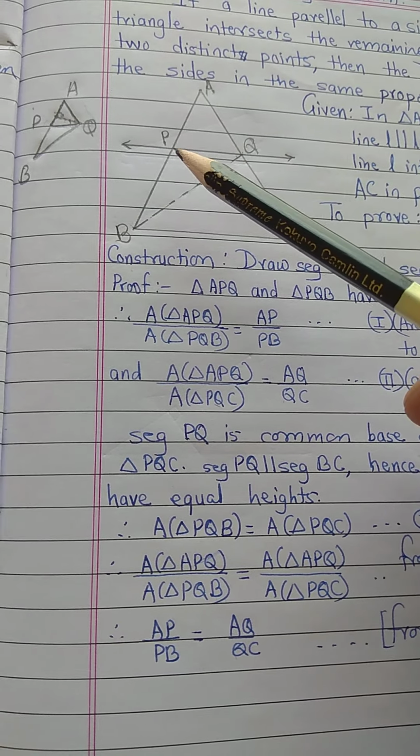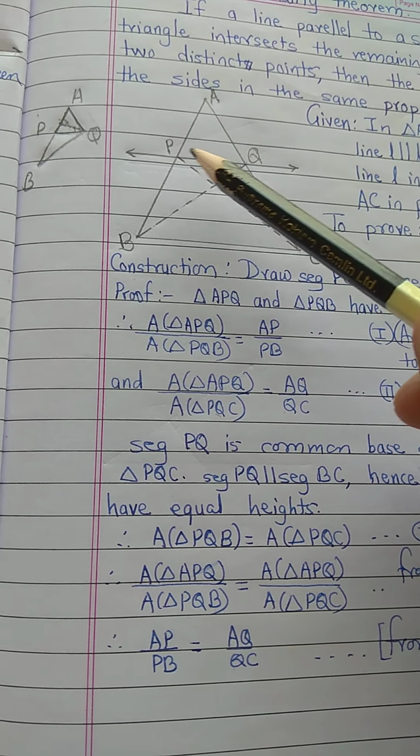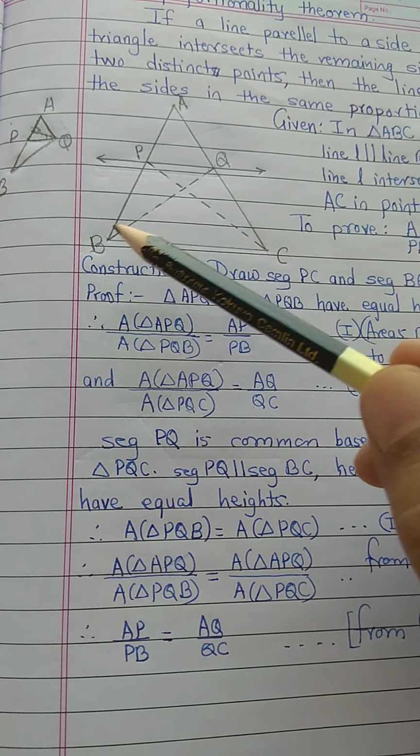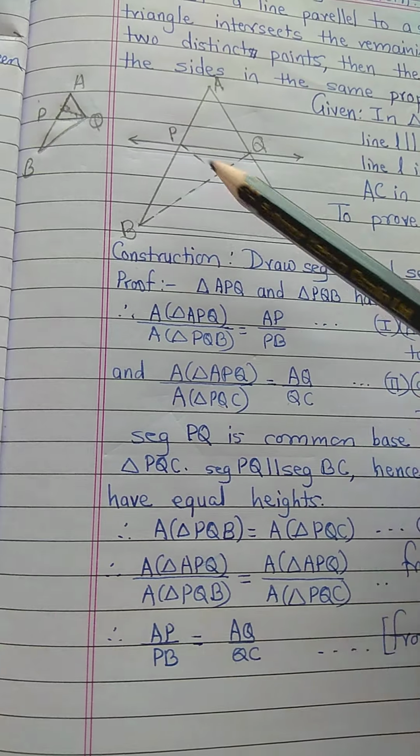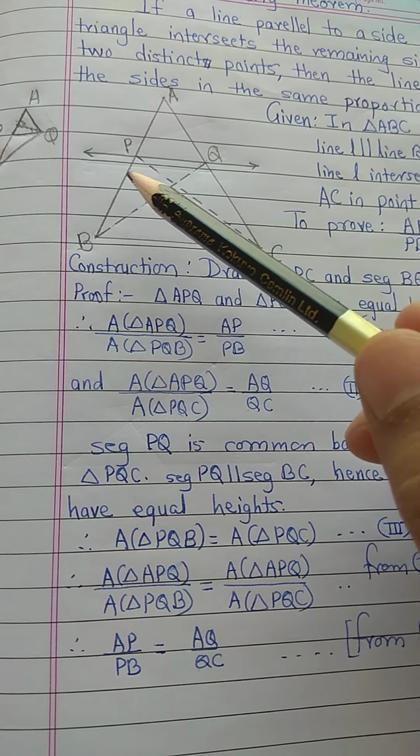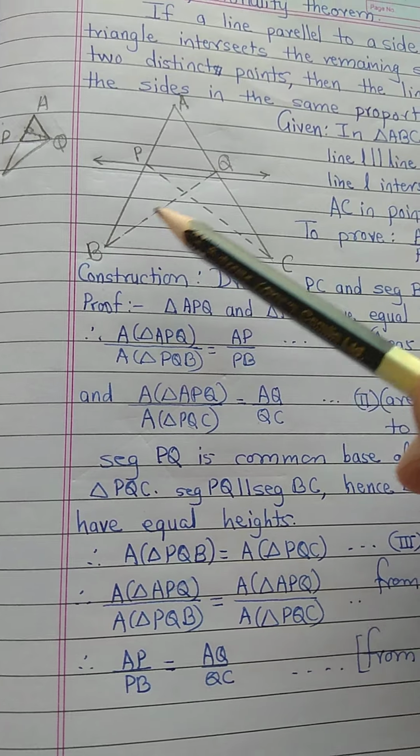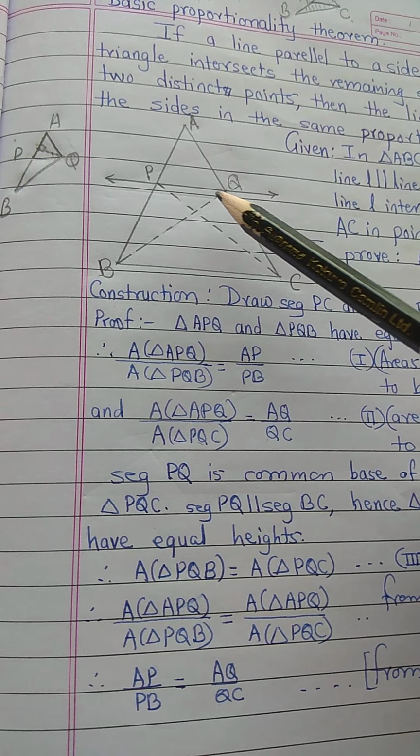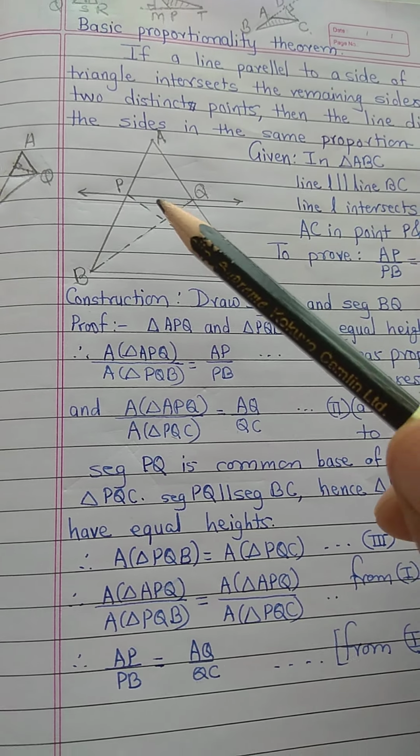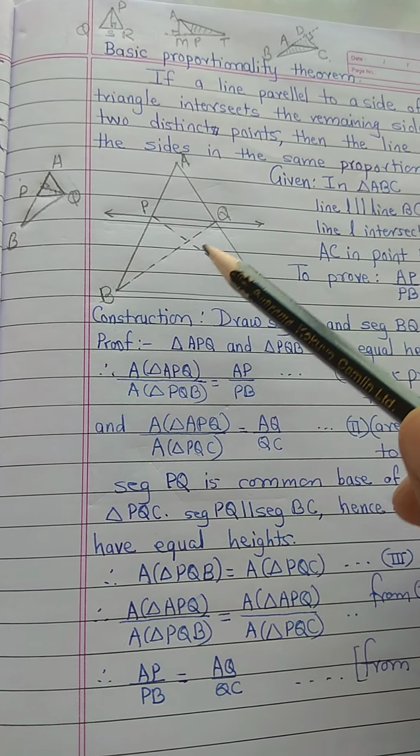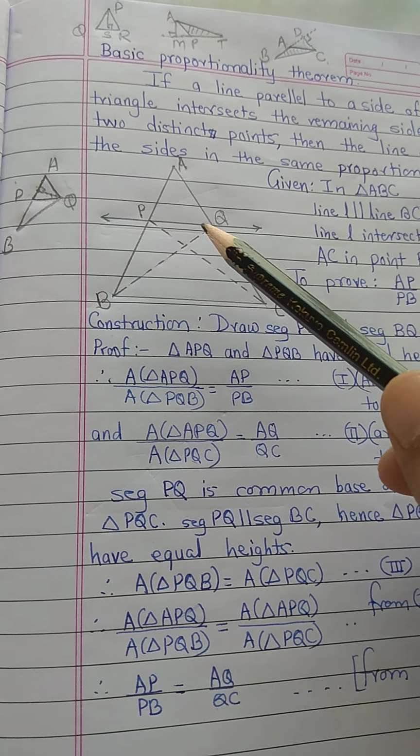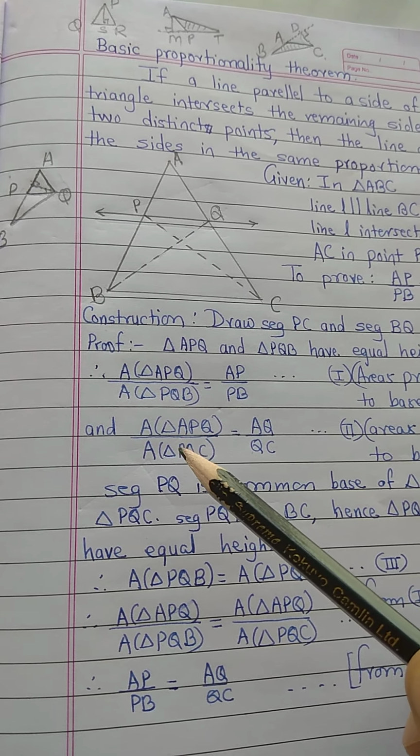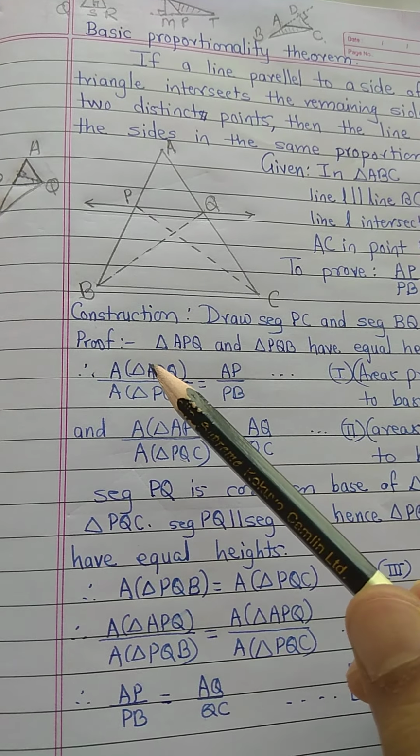Let us see the triangles PQB and PQC. For both the triangles, PQ is the base, and as the triangles are situated between two parallel lines, their heights are also equal. As the base is common and heights are equal, the areas of triangle PQB and triangle PQC should be the same. Therefore, this denominator is also equal here. Therefore, these two ratios are equal.